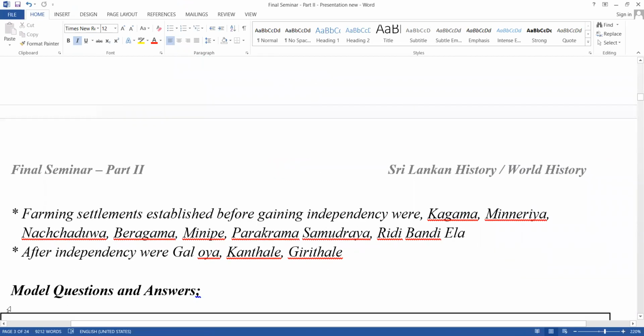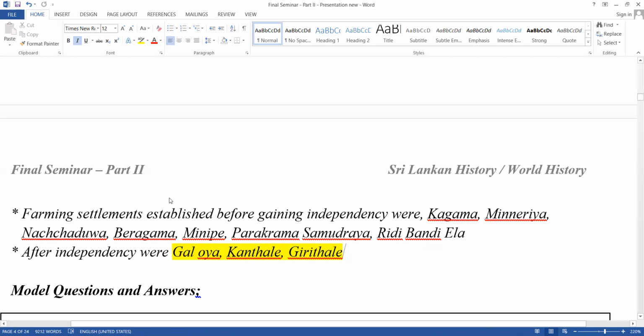Okay. Farming settlements established before gaining independence: Ivakagama, Minneriya, Nachchaduwa, Beragama, Minipe, Parakrama Samudra, Ridibendi Ela, Yala. After independence: Gal Oya, Kantale, Giritale. So better remember Gal Oya, Kantale, Giritale. Those are three settlements. What are farming settlements? Landless farmers of the wet zone were taken and established in the dry zone as settlements. That is farming settlements. This was done by D.S. Senanayake. We will be having a question related to that.